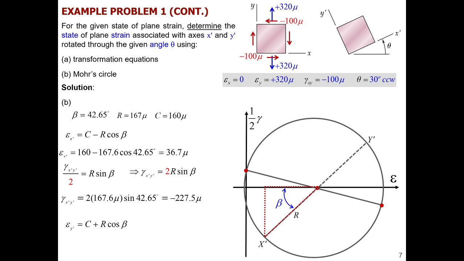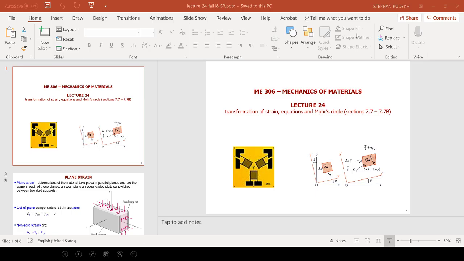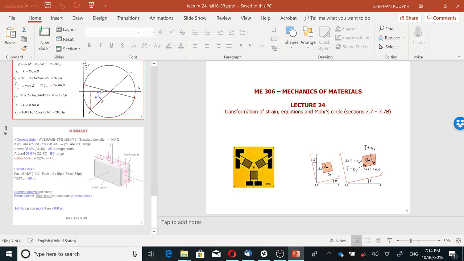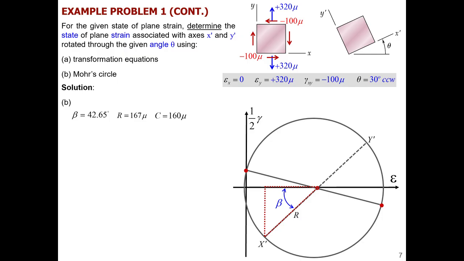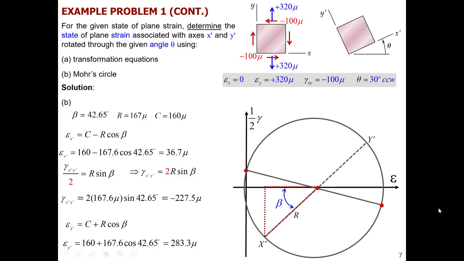Then epsilon y prime will be c plus r cosine beta. So that also can be found from considering the exactly identical triangle just right here. So that will be a larger coordinate. So that will be the whole distance from here to here plus exactly this part, which we already calculated here, r cosine beta, but then it was with minus. So the whole coordinate here will be this number. Okay, so it's 160 plus 167.6 and cosine of beta, and then we end up with the positive tensile strain, like here, tensile strain for y prime.